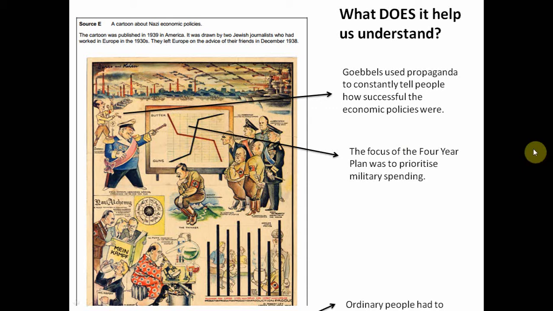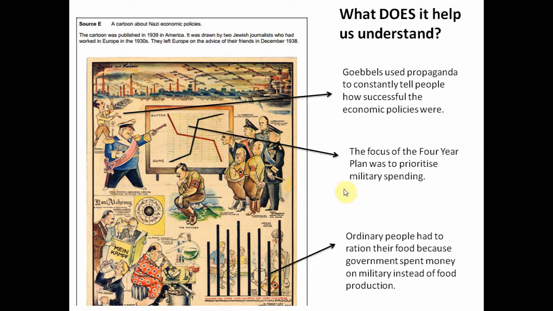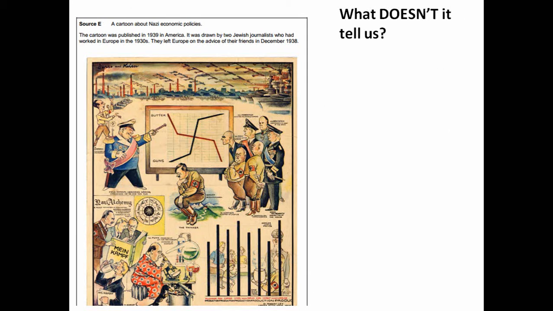And then just the third thing, if we look at this bottom right hand part of the cartoon, is that ordinary people had to ration their food because governments spent so much money on military that people were having to really save on their spending on food. And we can see here that there's a Nazi official delivering a one dish meal to this slightly dejected and depressed looking German family there. So 3 key things that this source might help us to understand about Nazi economic policies.